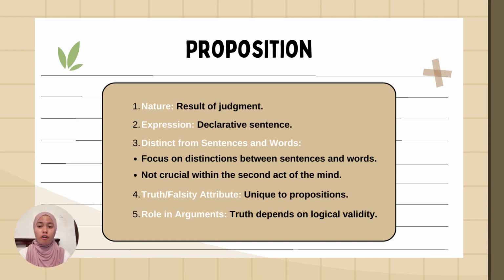And number 4 is that proposition also has a truth or falsity attribute, which means the truth and falsity attribute is unique to proposition. Other than that, in proposition, they have a role in argument, where truth depends on logical validity.